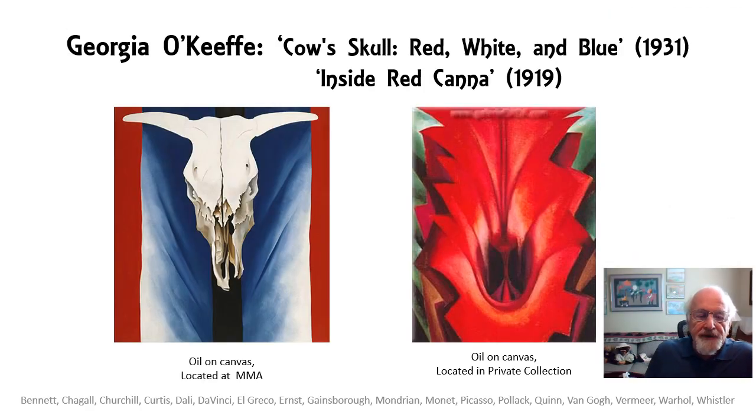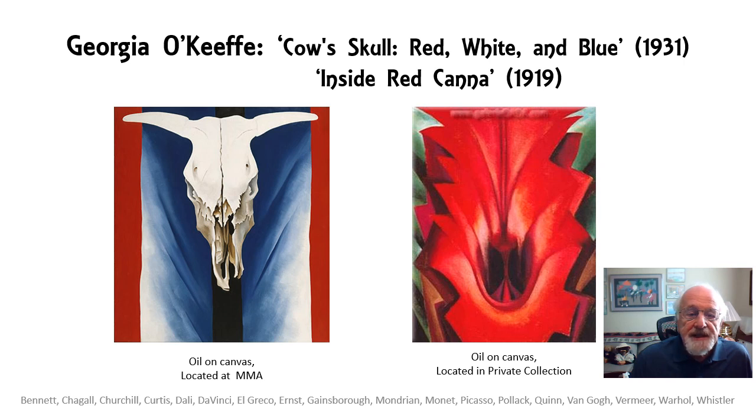This is more familiar Georgia O'Keeffe work. The Cow's Skull in red, white, and blue from 1931, and Inside Red Canna from 1919. The Cow's Skull. Weary of life in the metropolis, as you can guess from the previous painting, O'Keeffe began taking regular retreats in Lake George, New York, and then on to New Mexico.